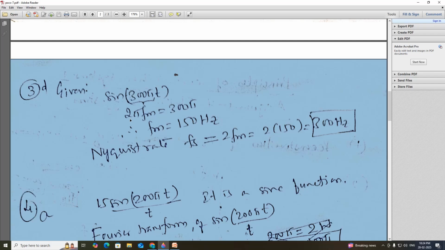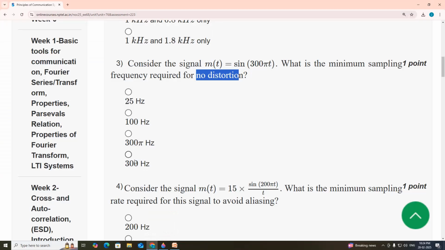Frequency is 2 pi fm equal to 300 pi, so fm equal to 150. This is the frequency of the given signal. So the Nyquist rate says that fs equal to 2 fm. This is the minimum sampling rate. Fs equal to 2 fm, so this is equal to 2 into 150, which is 300 hertz. So 300 hertz, Option D.